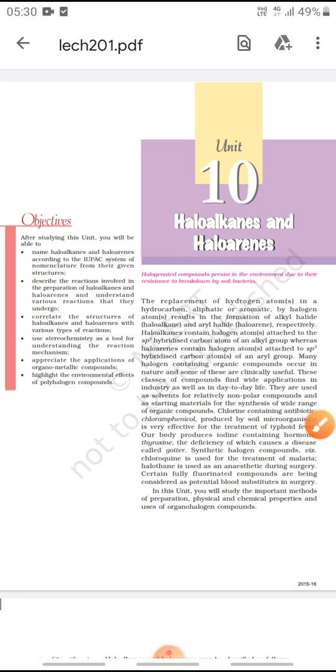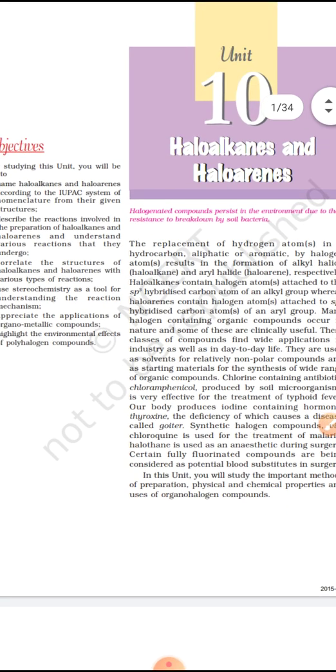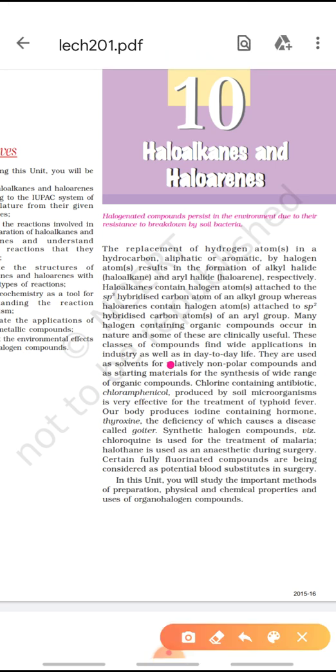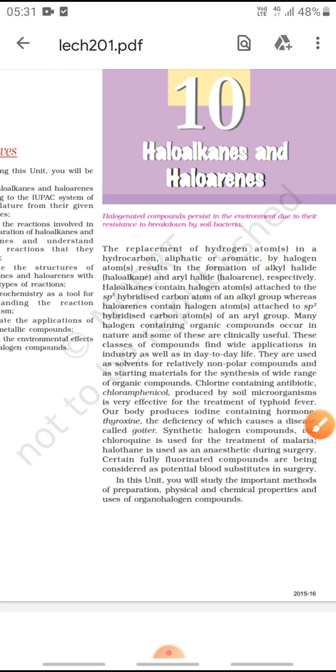Now children, why are we studying haloalkanes and haloarenes? Because these haloalkanes and haloarenes have great importance in our day-to-day life. How? See, one very important hormone in our body is thyroxine, secreted from the thyroid gland. It is an iodine-containing hormone. Iodine is a halogen, and the deficiency of this iodine in the diet causes the disease goiter.